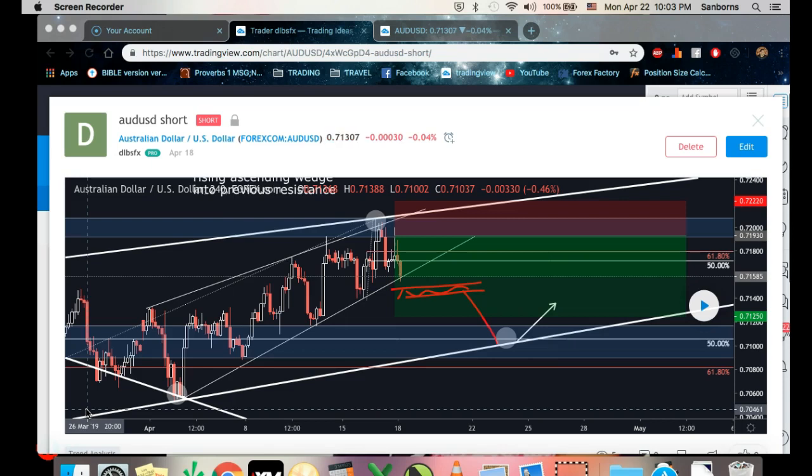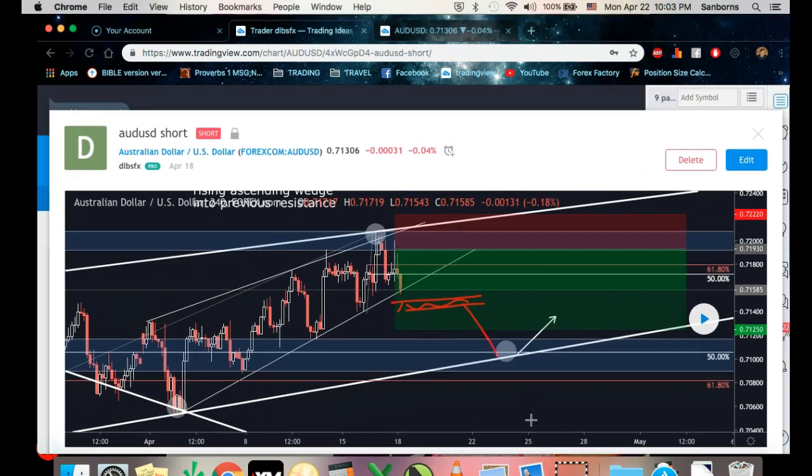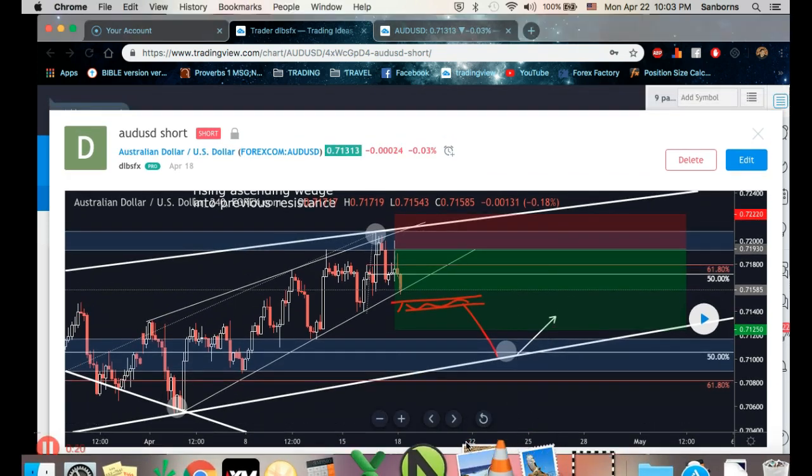Hey guys, I just wanted to do a quick trade recap on a trade I took on the Aussie dollar over the past week. Worked out pretty nicely. Pretty much after entry, it just slowly trickled right down to my take profit. And this was the trade idea. It was kind of based on the higher time frames.